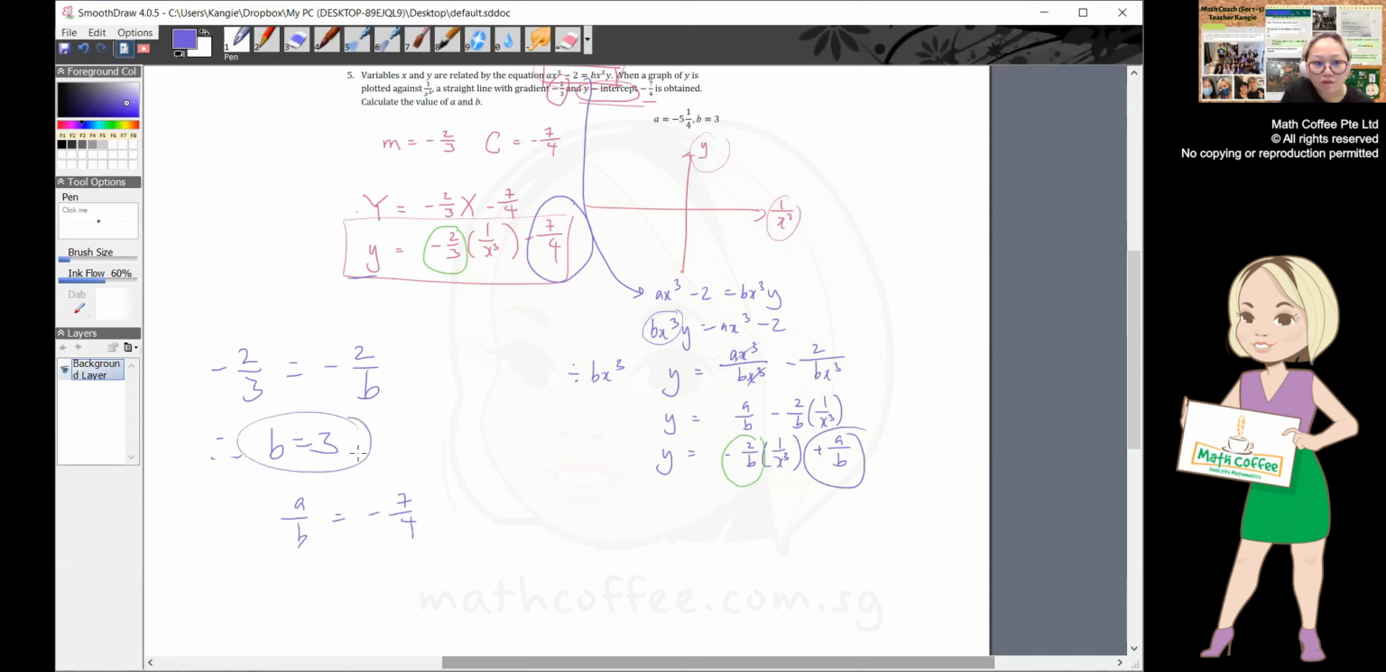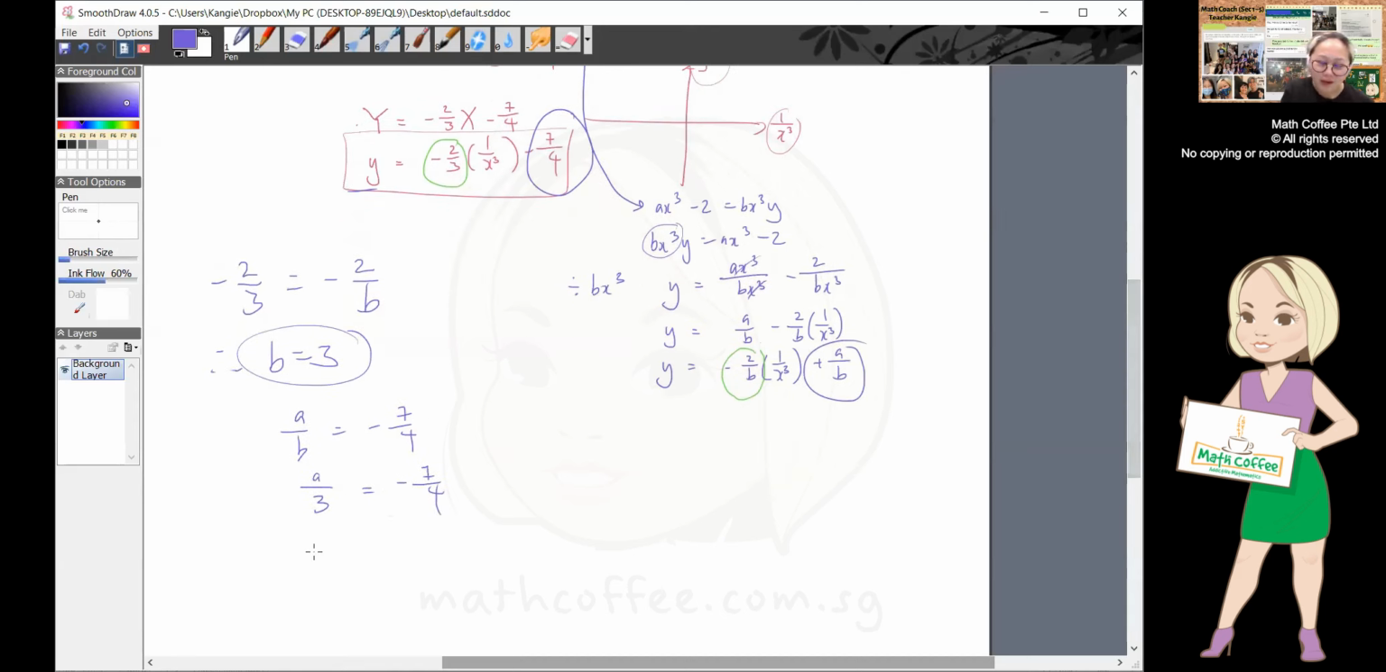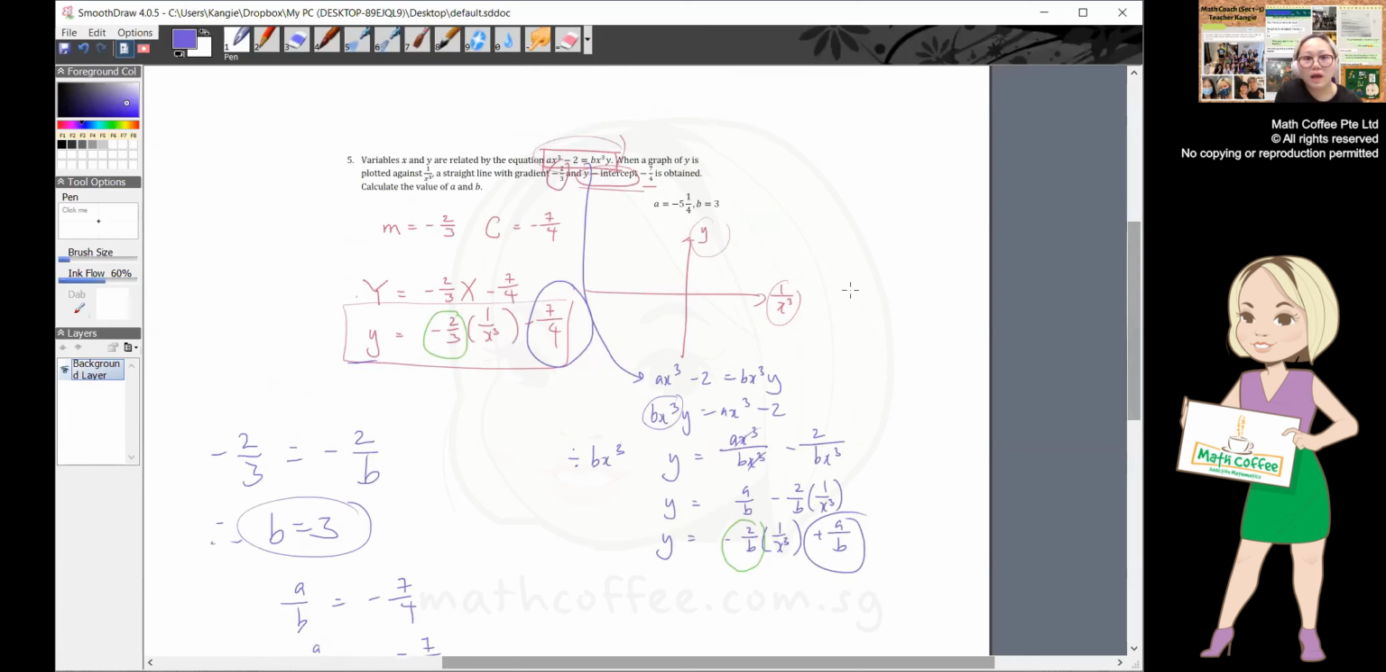Because you already solved your b, so put it in. So a over 3 is equal to minus 7/4. Now cross multiply. So my 4a equals negative 21. So my a is minus 21/4. So therefore, a equals minus 21/4 and my b is equal to 3. Done.